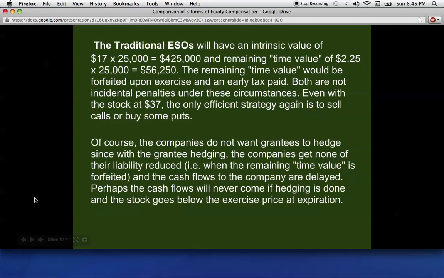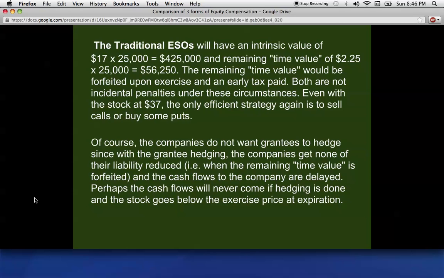The traditional employee stock options have an intrinsic value of 17 when the stock's 37, and so multiplying that by 25,000, we get 425,000 of gain that he would make if he exercised, and the remaining time value is just $2 above the intrinsic, but on 25,000 shares, that's worth 56,250. The remaining time value would be forfeited again upon early exercise, and an early tax will have to be paid. Both are not incidental penalties even under these circumstances.